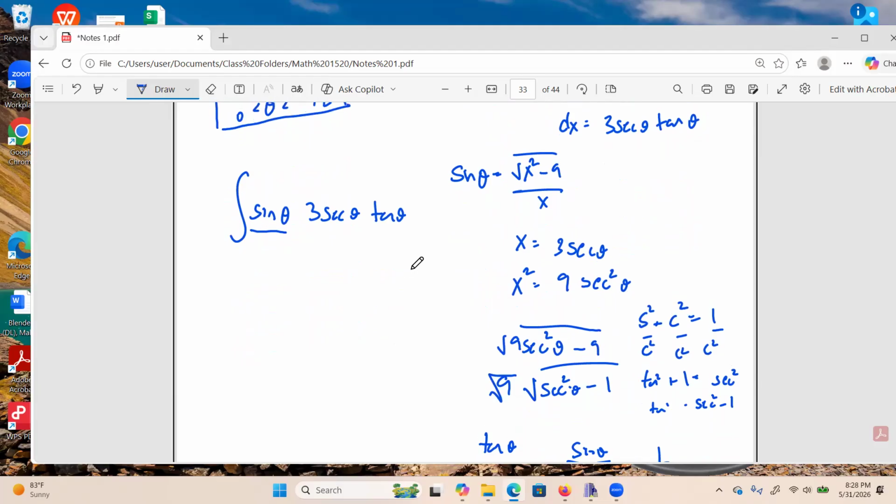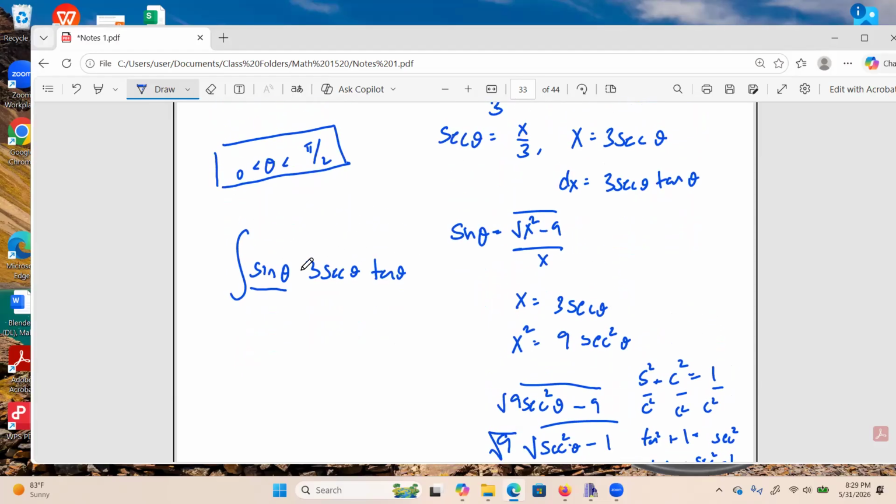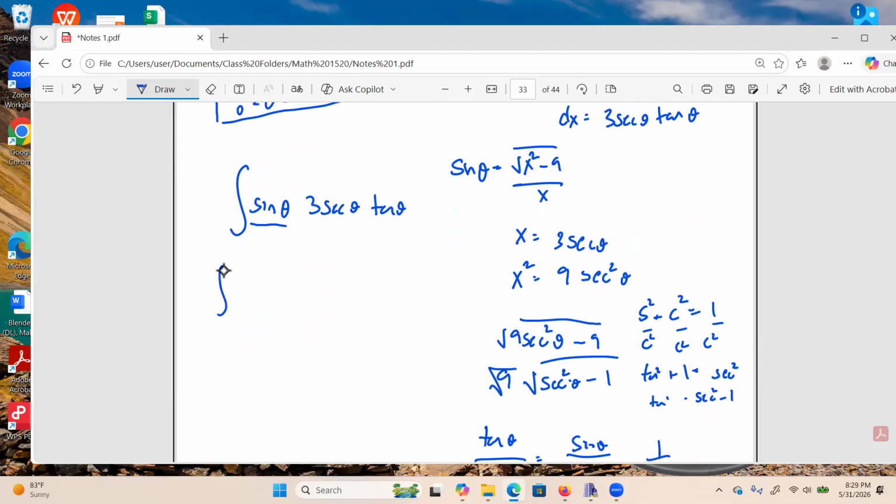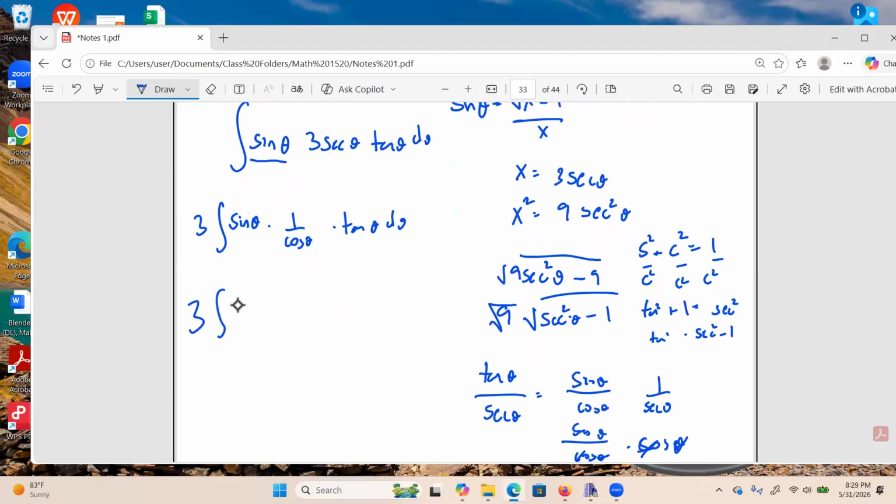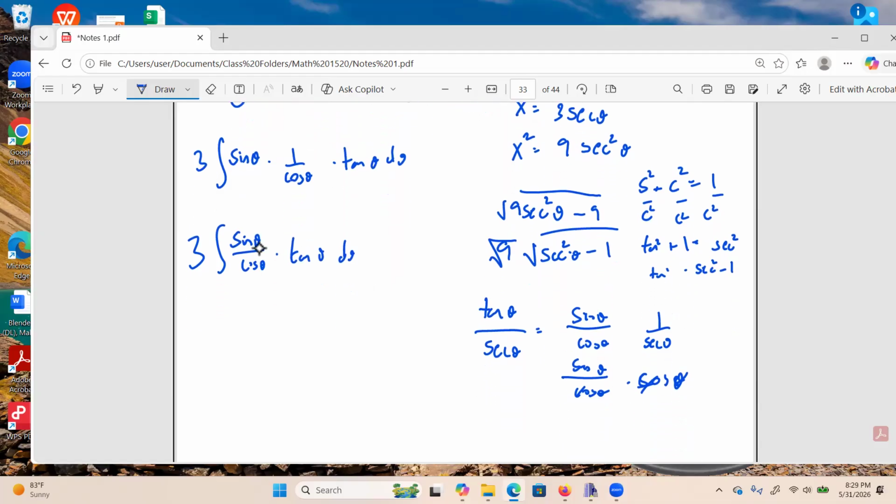Okay, but in the last chapter, we talked about what happens when we have powers of secants and tangents, and we have sines and cosines. Turn everything into a sine and a cosine. So what I'm going to do here is say we have sine theta, we'll put the 3 out here, times 1 over cosine theta, times tangent theta. There's a d theta here. I forgot about that. So we end up with 3 integral of sine theta over cosine theta times tangent of theta, d theta, which is going to tell me that we have tangent times tangent. We have 3 tangent squared theta, d theta.